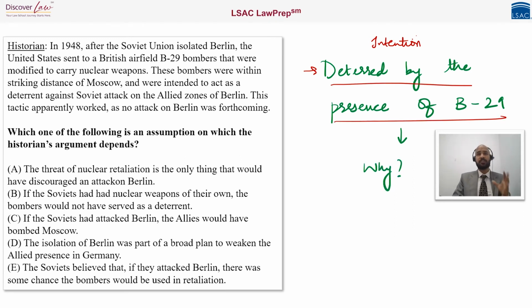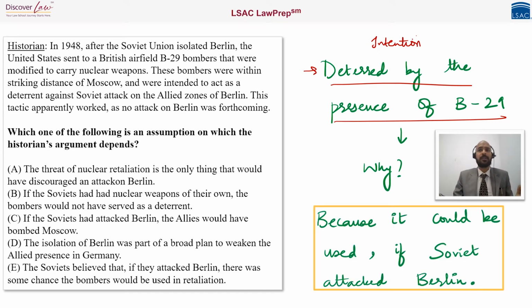The question is, why was that? Why did that happen? That's why you're looking for the assumption. Well, because, if the Soviet were to attack, then the B-29 would be used. When you have this clarity and you look at the options, you can see that the answer really stands out. The answer is option E. Spend some time, look at the other options and see as to why they're wrong. Okay, let's go ahead.